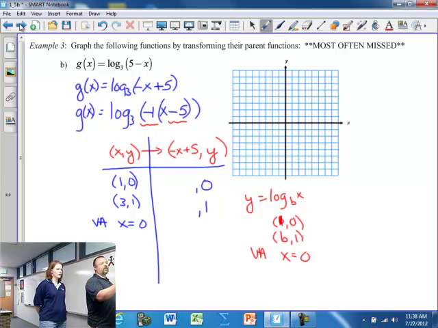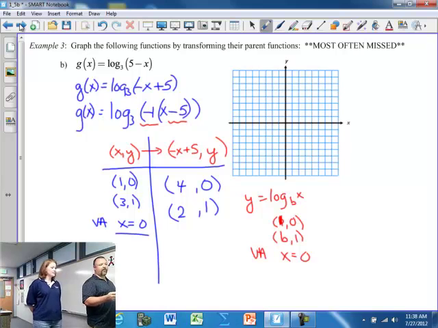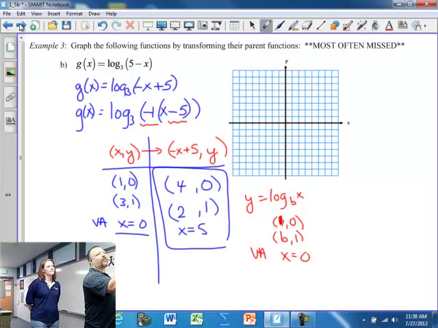If we take the opposite of 1, that's -1. Add 5, we get 4. If we take the opposite of 3, that's -3, plus 5 is 2. I like this math. And this x value is 0, so we take the opposite of 0, which is 0, and add 5. So we now have a vertical asymptote at x equals 5. These are the three things we must have on our logarithm function to get credit.